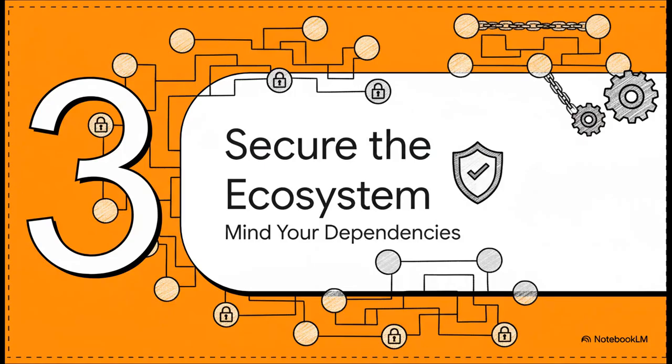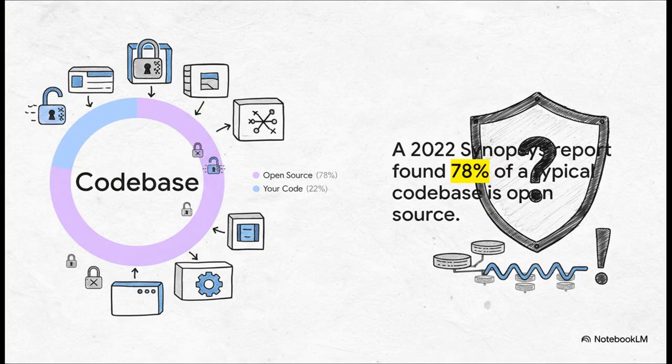But here's the thing. Securing your app isn't just about the code you write. In today's world, you're also responsible for the security of your entire software supply chain. And what does that mean? It means all those third-party packages you're pulling in to get the job done. Just think about this for a second. A 2022 report from Synopsys found that a typical application's codebase is almost 80% open source. That means the vast majority of the code you're deploying wasn't even written by your team. You've inherited it. And guess what? You've also inherited all of its potential vulnerabilities.